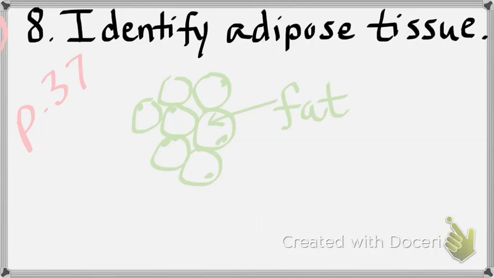Okay, on page 37, I had adipose tissue. Now, I did a really bad drawing here of adipose tissue, and there's a better picture on page 37 of what actual adipose looks like. And frankly, it looks like bubbles. Bubbles full of what? Fat. Those are living cells. They're for fat storage. So be able to recognize adipose under the microscope.